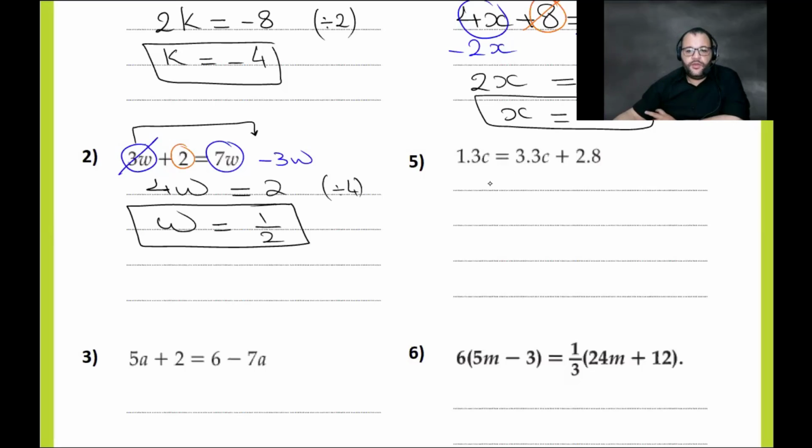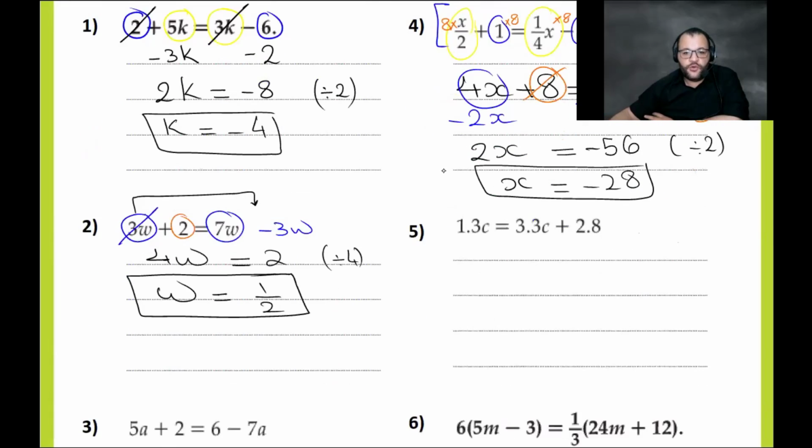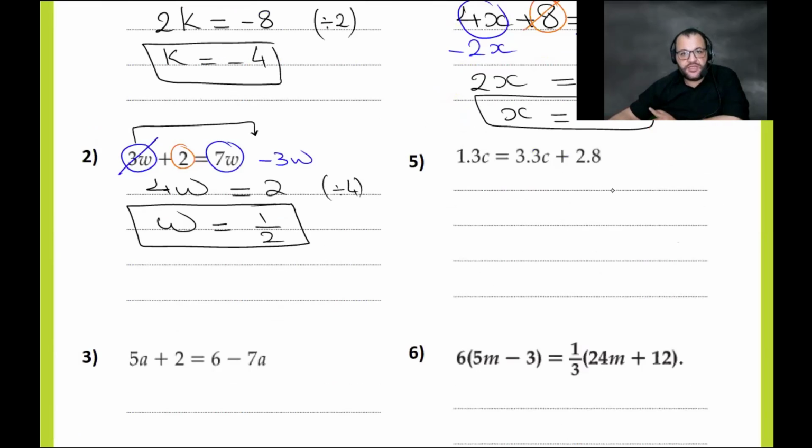Now, for question number 4, when we have a fraction, we just multiply by the denominator. But in question number 5, you find that we have a decimal. Multiply by 10. Why multiplying by 10? Because you have only one digit at the right of the decimal in all terms. So we can multiply all of them by 10.